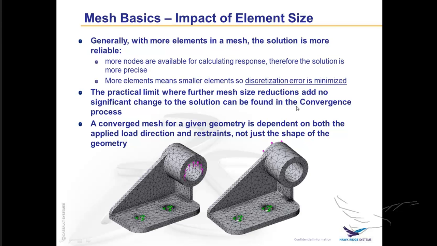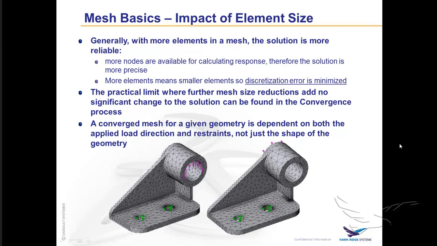And the practical limit where mesh size reductions don't change a result can be found in the convergence process. For those of you that are new to this term, convergence, we do have a document in our Hawkridge Systems customer portal that does cover convergence. I highly recommend that you review the document. You will probably learn a few things about convergence and some of the ways that we can calculate those values.